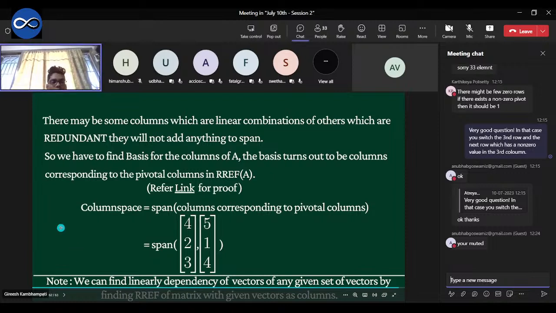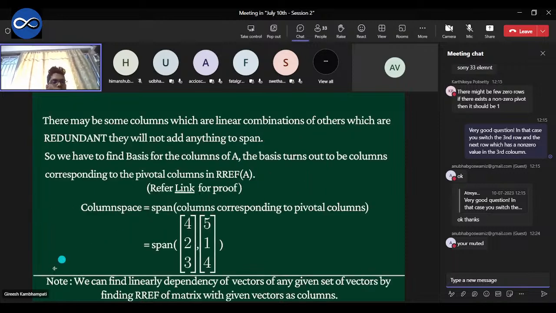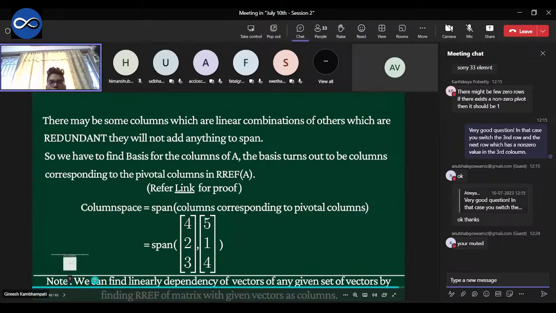And we have a note here. What we exactly told is, in this proof, the basis for the column space of A is the pivotal columns. What we have discussed previously is that non-pivotal columns can be written as linear combinations of the pivotal columns. So in this way, as you are able to see in the note, we can find the linear dependency of the vectors of any given set of vectors.